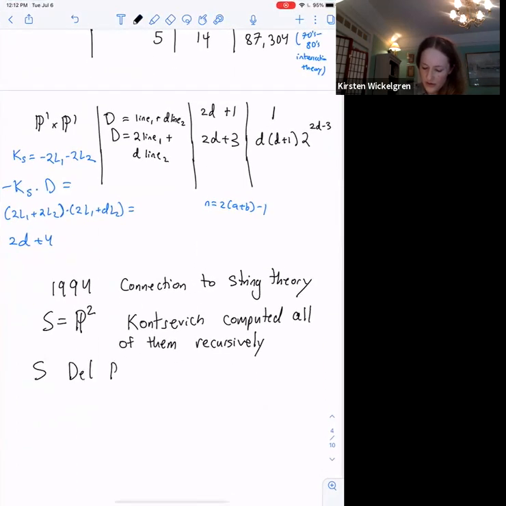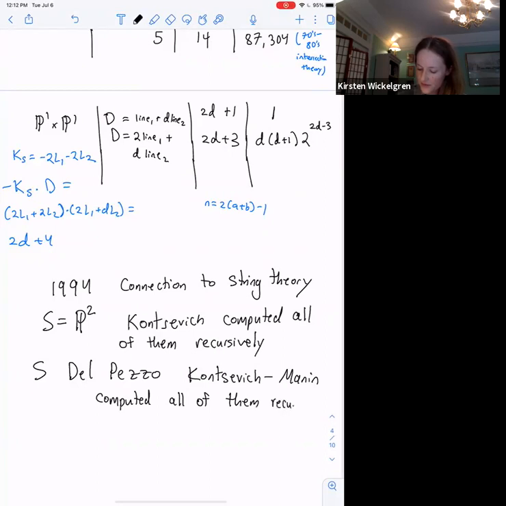For Del Pezzos under some mild assumptions, there's a recursive formula computing all of them, in addition to low degree, more classical computation. And this is due to Kontsevich-Manin, who computed all of them recursively.